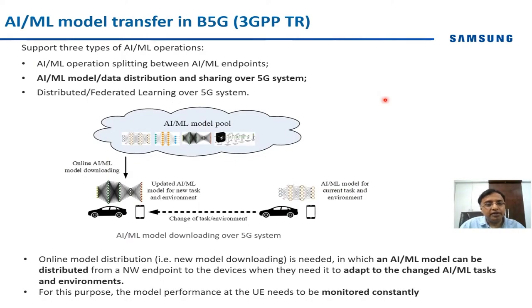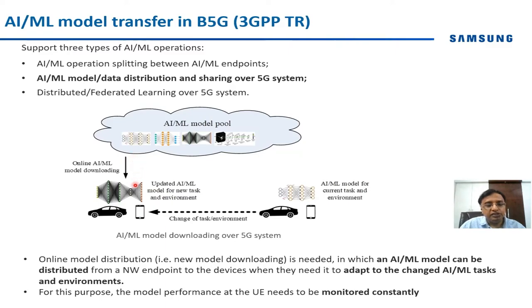So that brings us to the second part, or the second important consideration of the AI ML operation, which is the model or data distribution sharing over the network. So typically, for any end node to do any kind of inference, a model is to be preloaded, right? Now, due to the computation or due to the memory constraints, it's not advisable to keep all the models downloaded on the user equipment. So an online model distribution is needed, in which the AI ML model can be distributed from the network endpoint to the devices when they need to adapt a changed task.